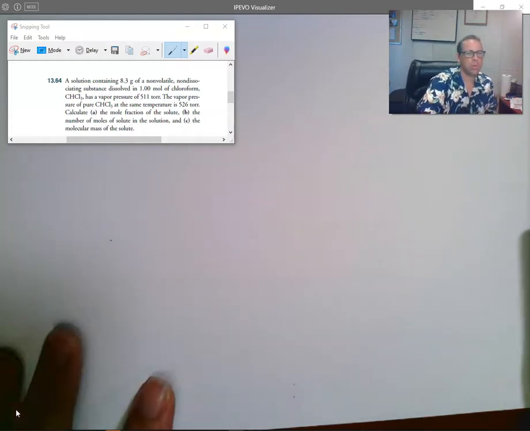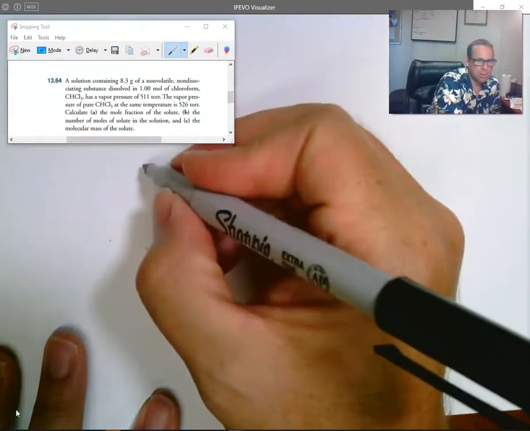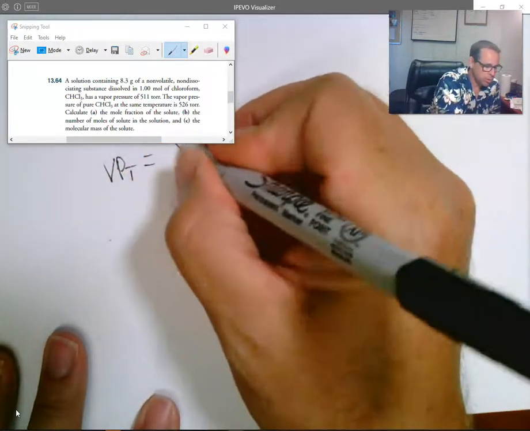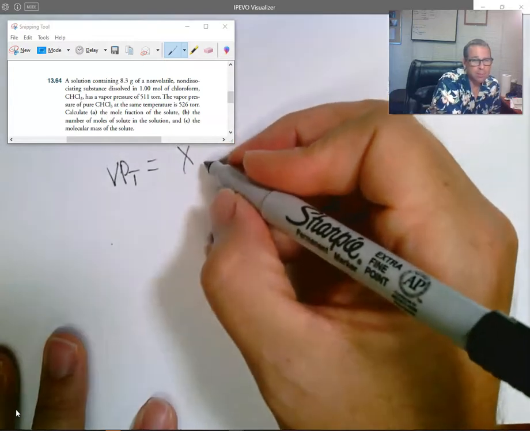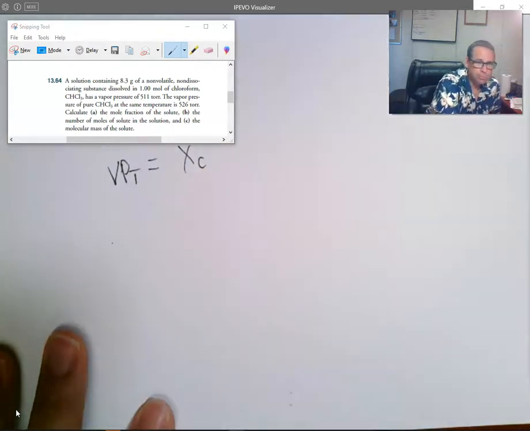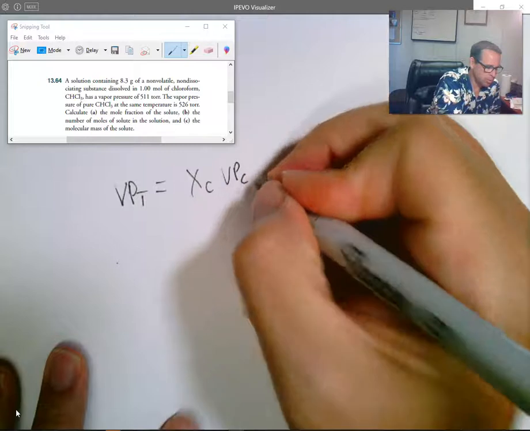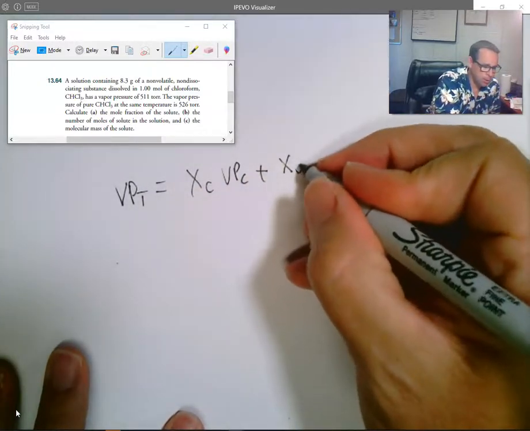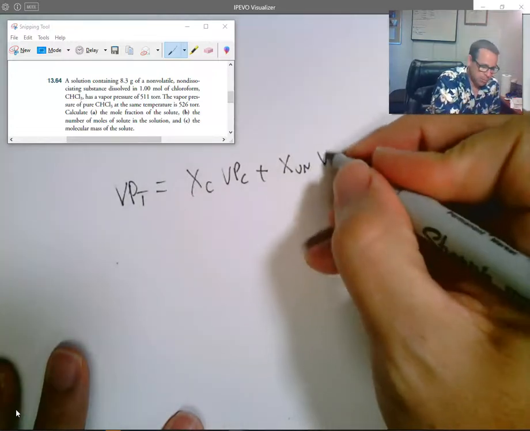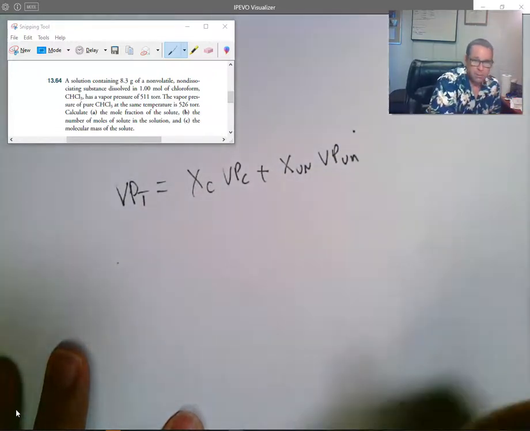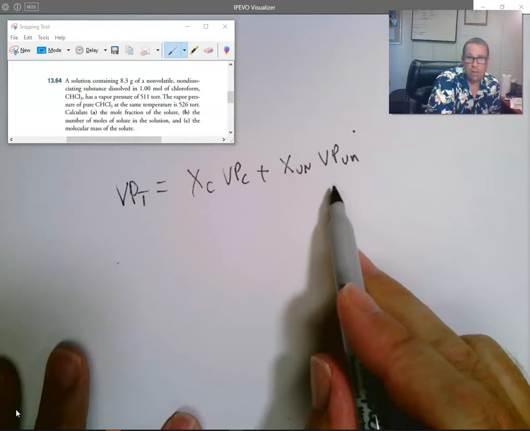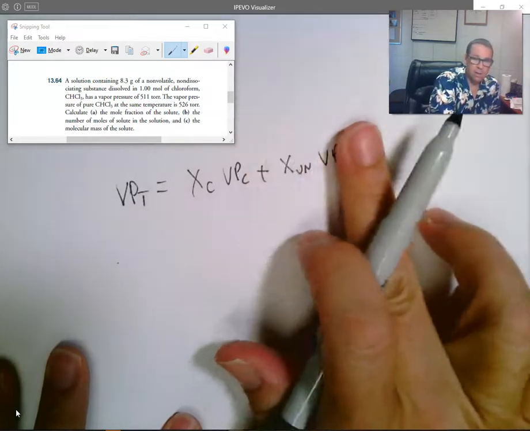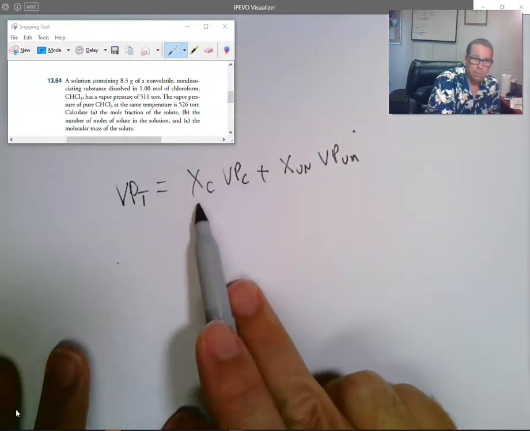Okay, so this is the same scenario. We have the total vapor pressure equaling the mole fraction of, in this case, our chloroform times the vapor pressure of the chloroform plus the mole fraction of the unknown times the vapor pressure of the unknown. The only difference in this scenario is that the unknown is not volatile, so this vapor pressure is 0 at this temperature, and therefore this whole side cancels out, and all you have to worry about is the mole fraction.